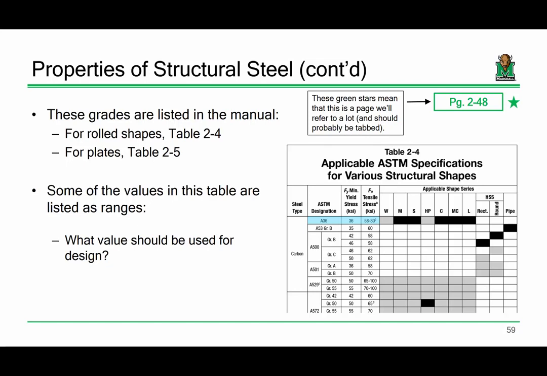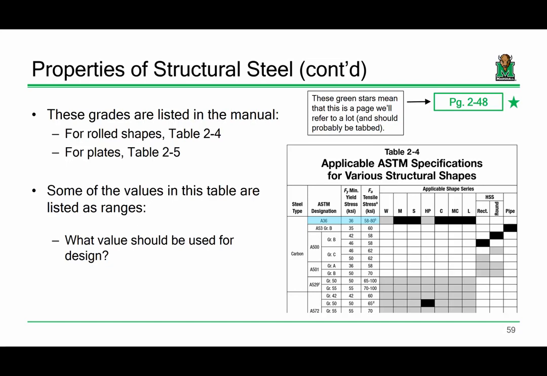Now, if you look here on the left, it says Table 2-4, applicable ASTM specifications for various structural shapes. Table 2-5 is for plates. And if you turn the page, it's for bolts, but we won't use that table because we'll use the direct Fnv and Fnt values later. One of the things that I want to look at with this table is this.